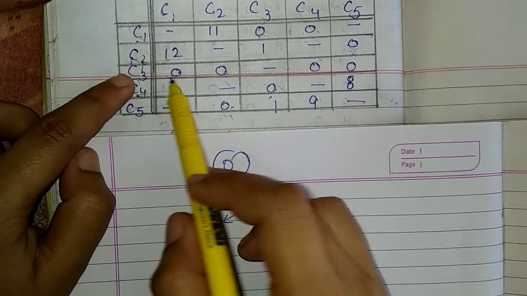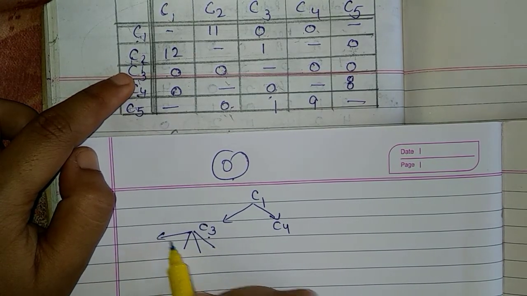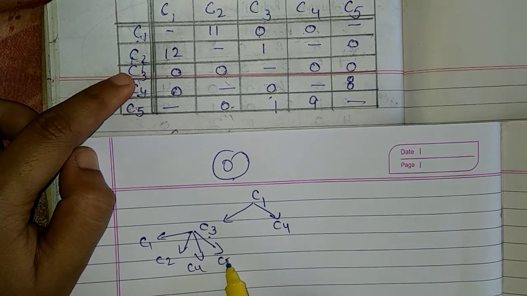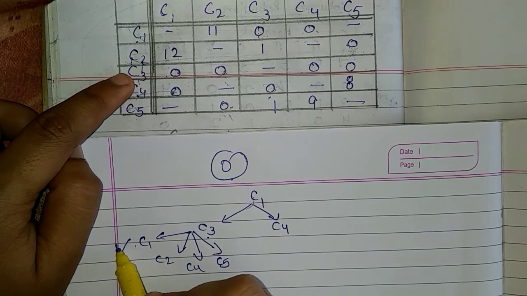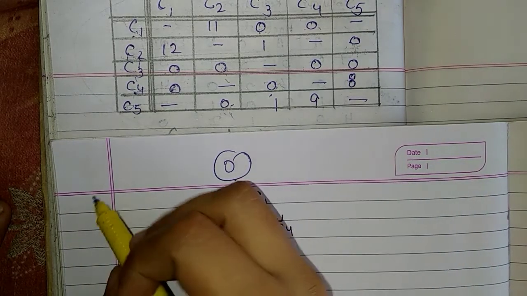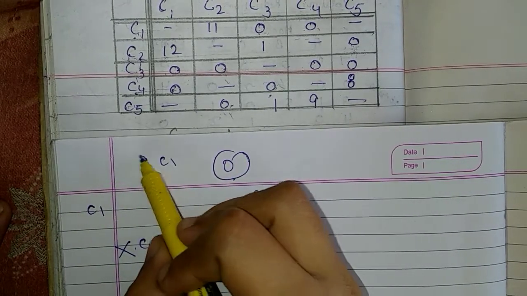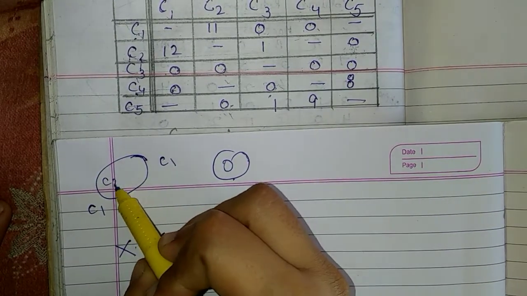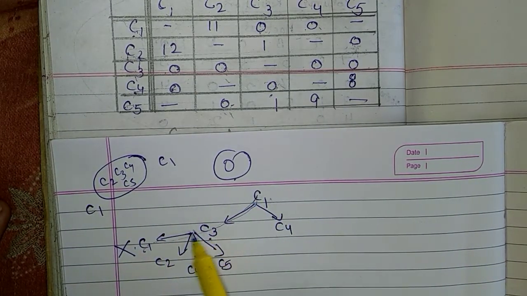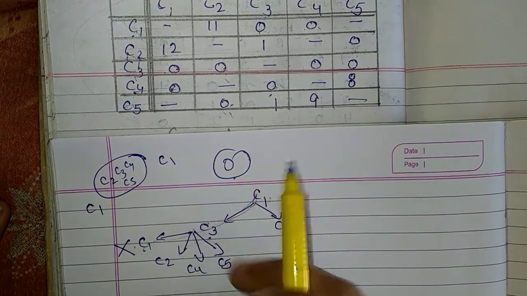And in C3 there are 4 zeros: at C1, C2, C4 and C5. This is an unfavorable path because in the traveling salesman problem we have to start from C1 and end with C1, but in the middle we have to cover all the cities like C2, C3, C4 and C5. Here the salesman covers only C3 but does not cover C2, C4 and C5. So this is unfavorable.